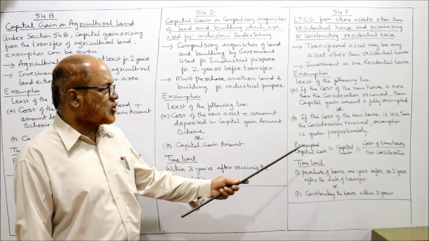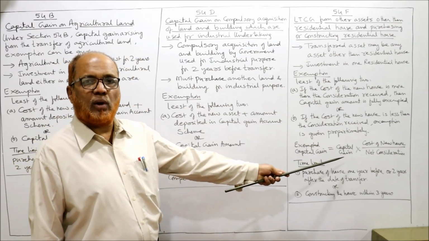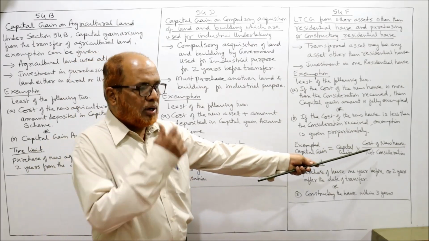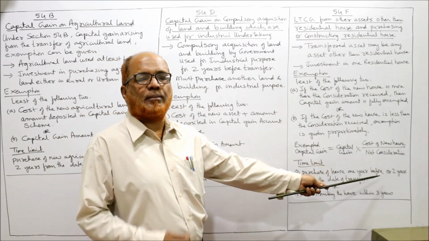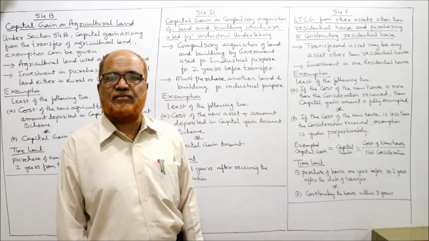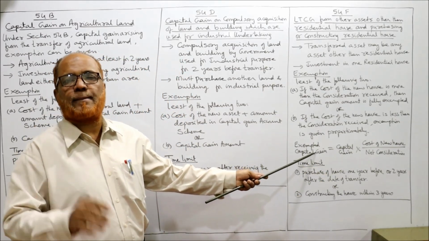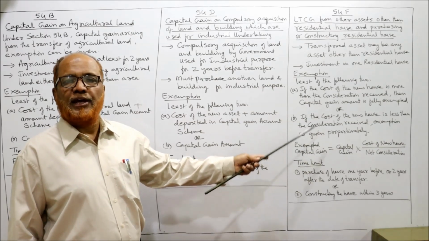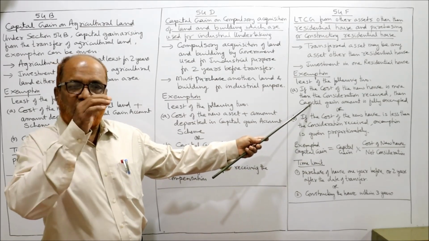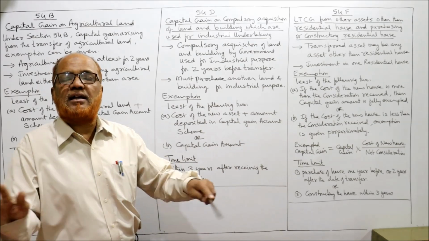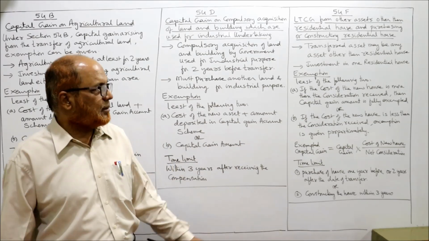exempted. How much proportion? Exempted capital gain is equal to actual capital gain into cost of the new house divided by net consideration received. So this formula will be applied if the cost of the new house is less than the consideration. If the cost of the new house is more than the consideration received, entire capital gain will be exempted.